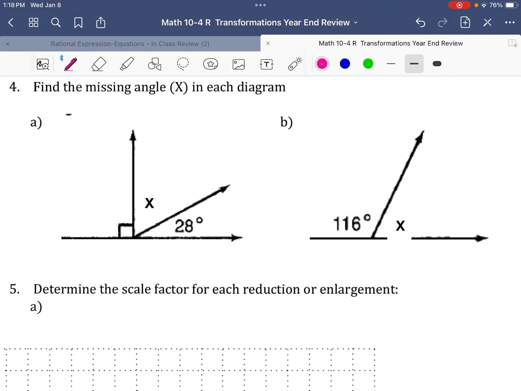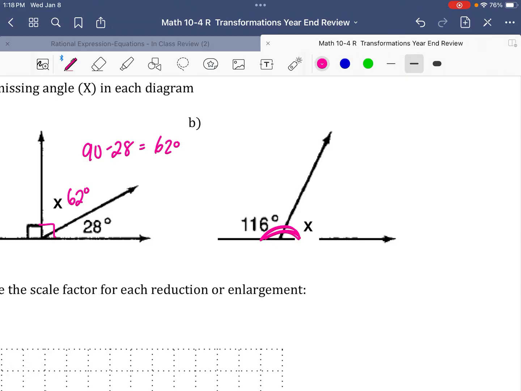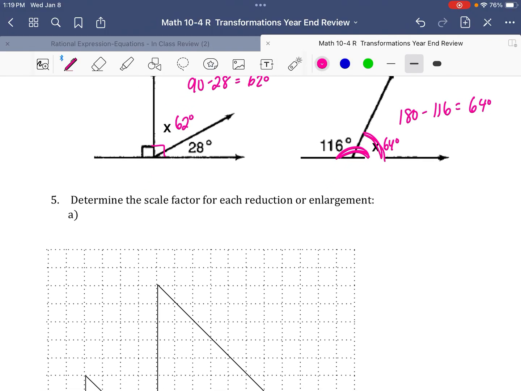All right, find the missing angle. So we've got 90 degrees here, so 90 minus 28 is going to give us the measure of that angle. In this case, it's 62 degrees. So this angle here is going to be 62 degrees. This entire thing on the right here is 180. So this is a supplementary angle. We're going to go 180 minus 116, which gives us 64 degrees. So the measure of this angle over here is 64 degrees. So that's complementary versus supplementary angles.